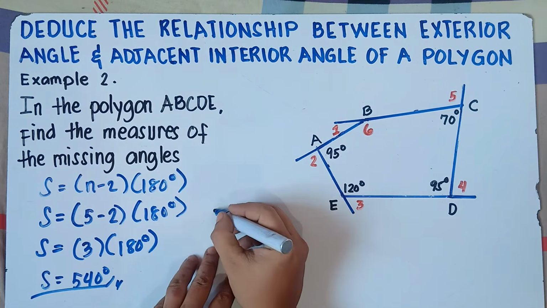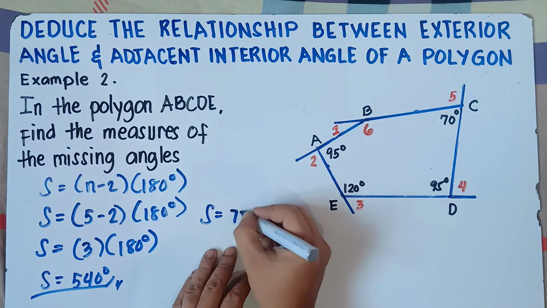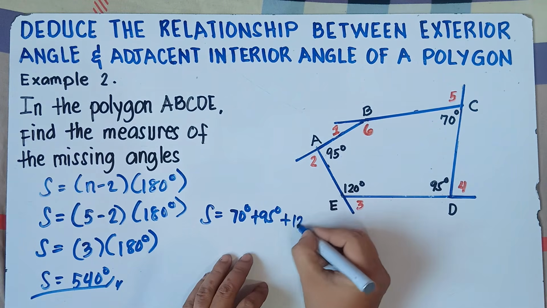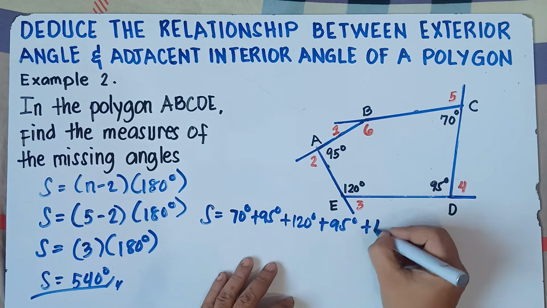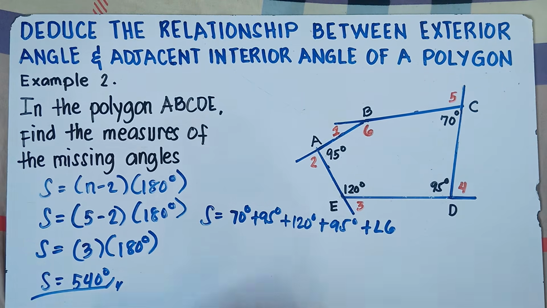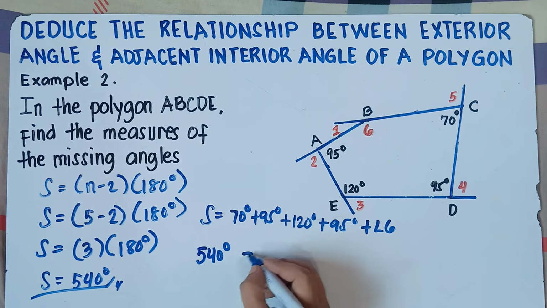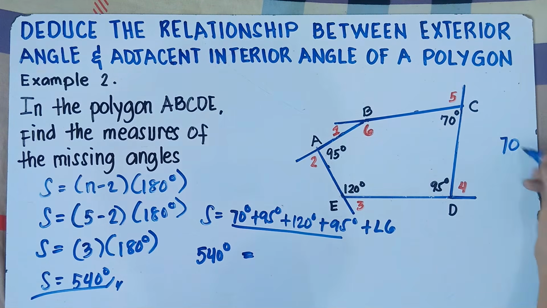So the sum equals, so we have this angle right here, 70 degrees plus 95 degrees plus 120 degrees plus 95 degrees and then plus angle 6. So if you add this one, including angle 6, it should be 540 degrees. So our S, the sum, that's 540 degrees, equals, you add these 4 angles, so 70 plus 95 plus 120 plus 95.